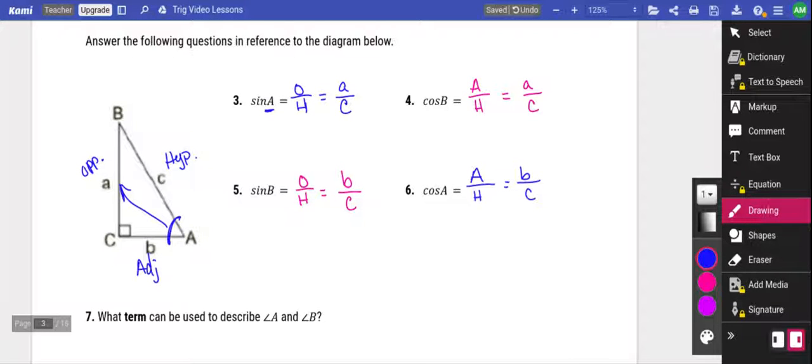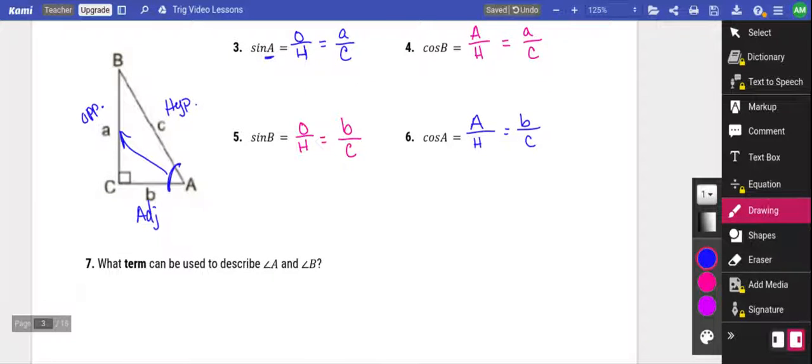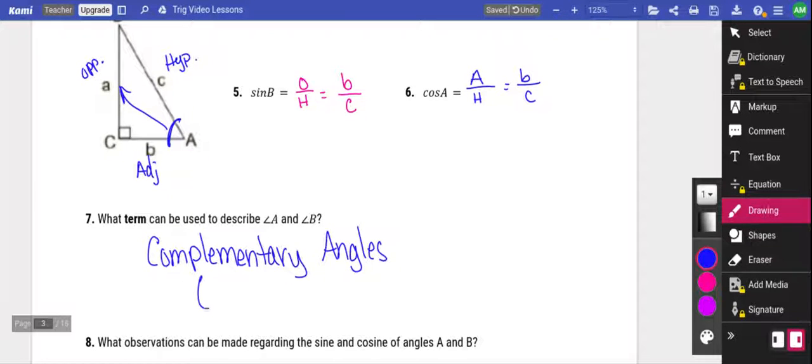What term can we use to describe angles A and B in this diagram? Angles A and B are complementary angles. Complementary angles have a sum of 90 degrees. They're complementary because the third angle in that triangle is a 90-degree angle, and we know that all angles in a triangle have a sum of 180 degrees.